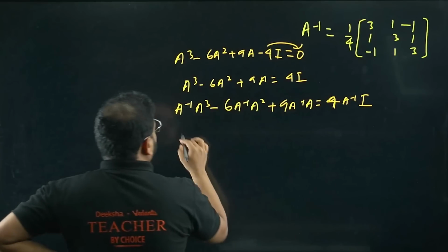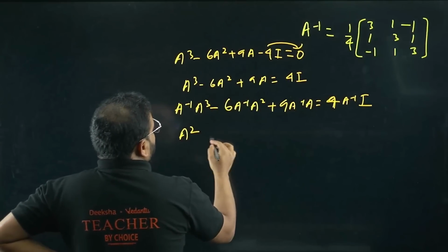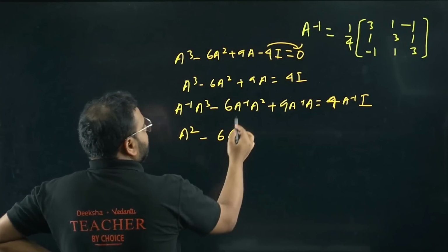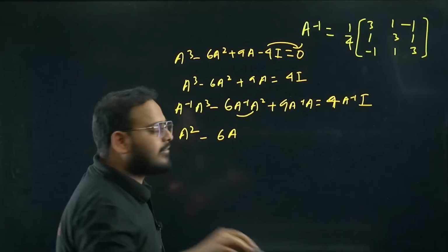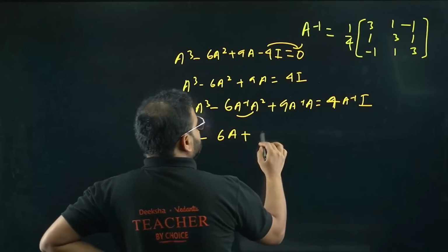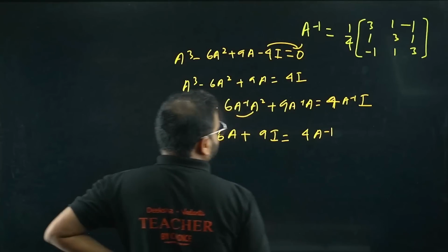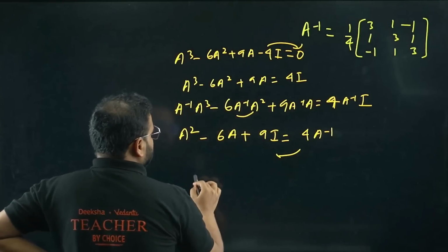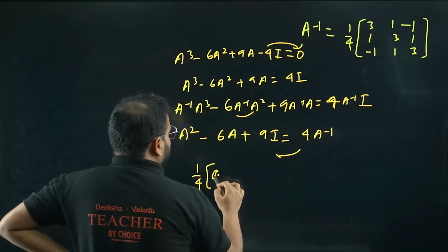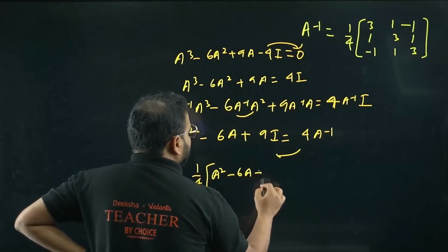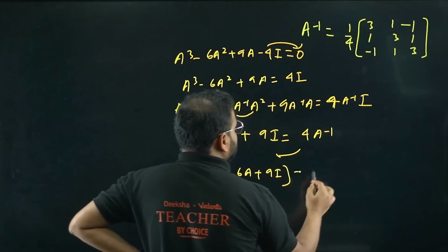What I get now is A square minus 6A. A inverse of A will be cancelled, so you have only one A left. That's why 6A plus 9I equals 4A inverse. Bring this 4 to this side. You're going to get 1 by 4 of A square minus 6A plus 9I equals A inverse.